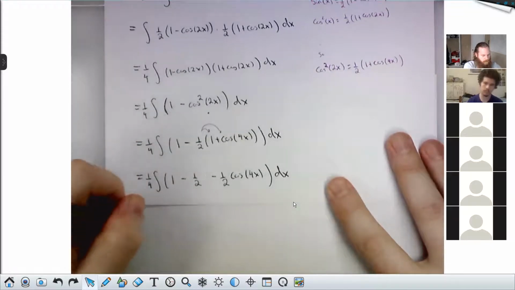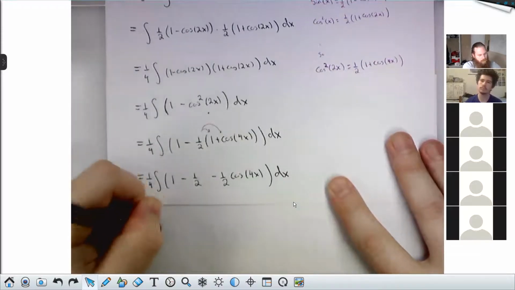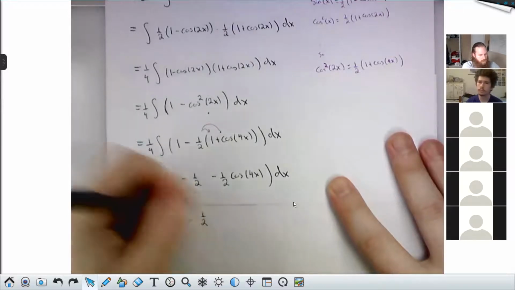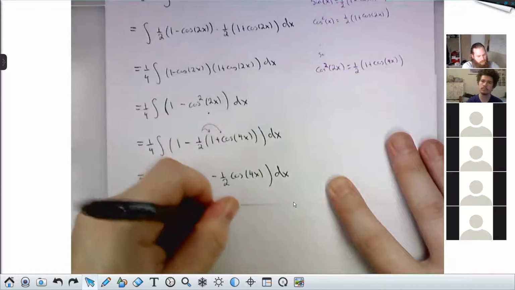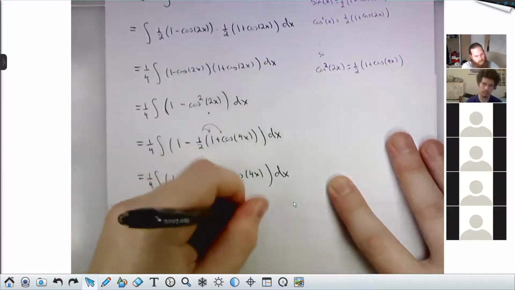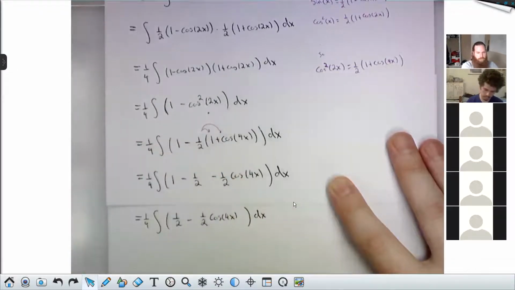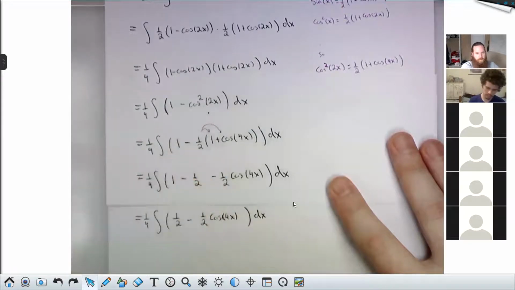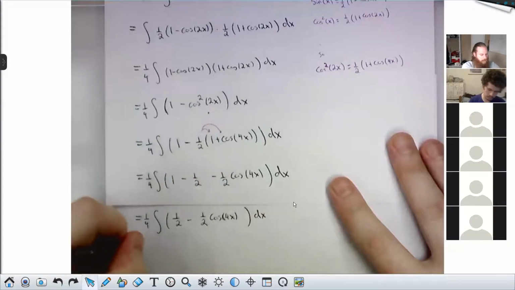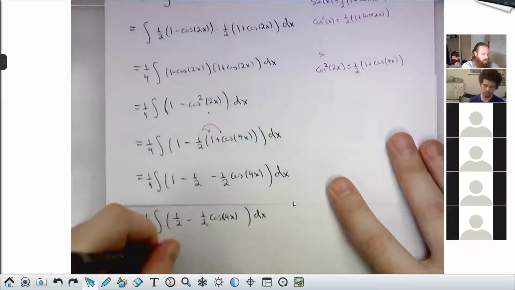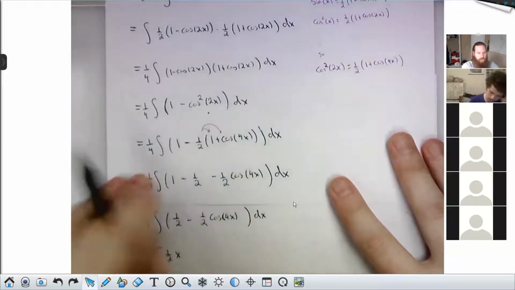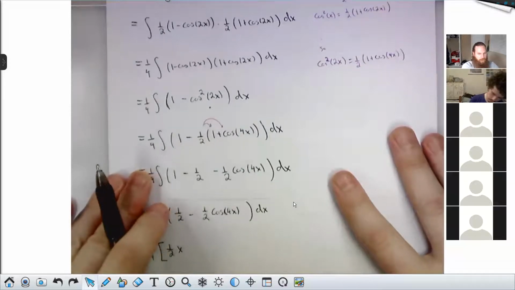We get all together 1/4 integral of 1/2 minus 1/2 cosine 4x dx, like this. And now we're to a place where I know how to integrate all the things. An antiderivative for 1/2 is 1/2 x. And then an antiderivative for cosine of 4x is sine 4x over 4.